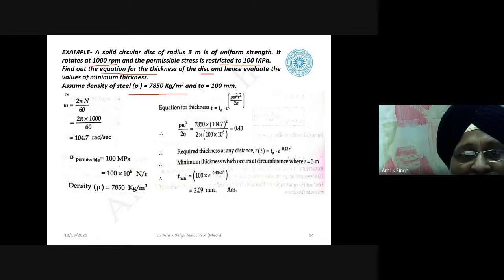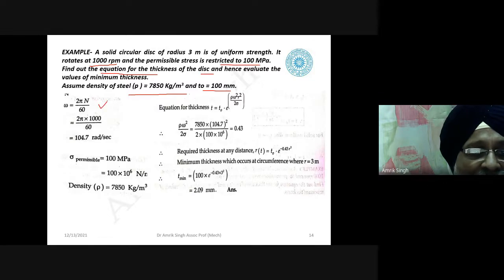In order to understand this, let us solve one numerical. It says that a solid circular disk of radius 3 meter is of uniform strength. It rotates at 1000 rpm and the permissible stress is restricted to 100 megapascal. Find the equation of the thickness of the disk and hence evaluate the minimum thickness. The density of the steel is given like this, and T0 is given as 100.